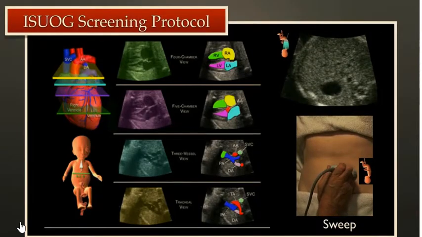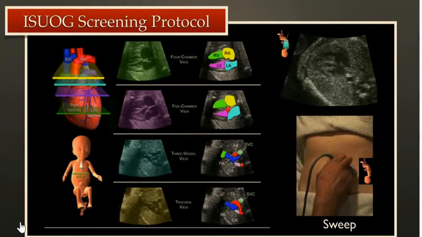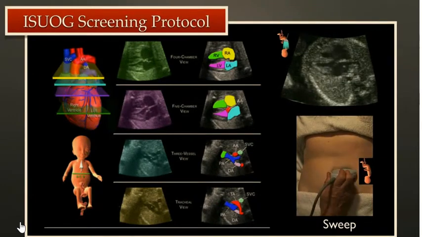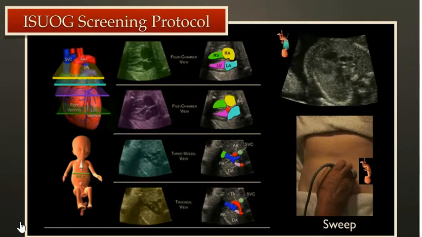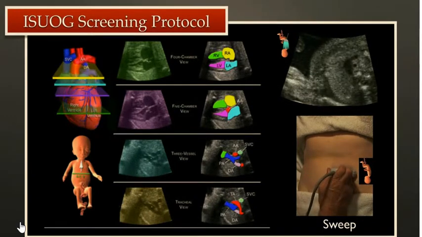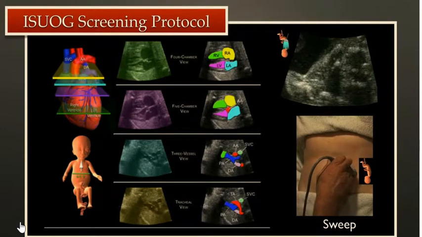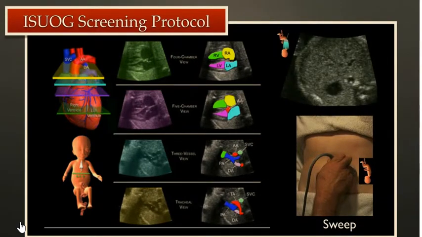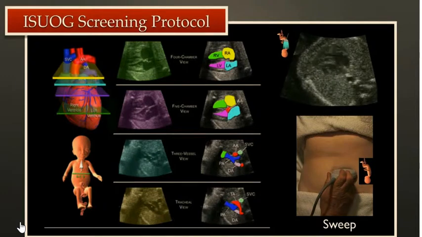In 2013, ISUOG published criteria for a screening examination of the fetal heart. The suggestion was for the examiner to perform a transverse sweep through the chest from the stomach to the neck. This resulted in imaging the 4-chamber, 5-chamber, 3-vessel, and the tracheal views.